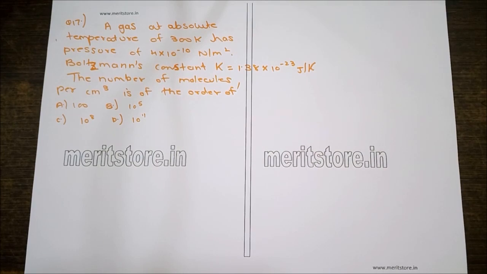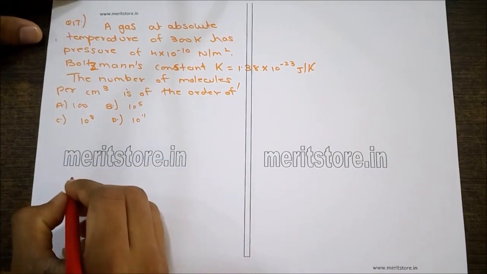A gas at absolute temperature of 300 Kelvin has pressure of 4 into 10 raised to minus 10 Newton per meter square. Boltzmann's constant k is given as 1.38 into 10 raised to minus 23 joule per Kelvin. The number of molecules per centimeter cube is of the order of, the options given are 100, 10 raised to 5, 10 raised to 8 and 10 raised to 11.